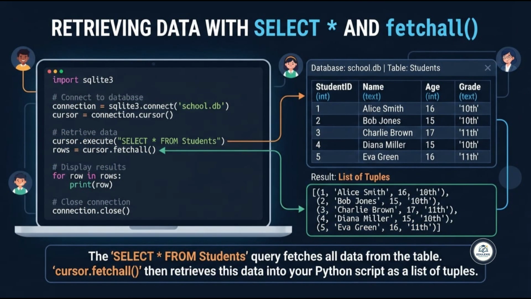How do we see what we've saved? We use the SELECT statement. cursor.execute, SELECT asterisk FROM students. This retrieves everything from our table. To actually see the data in our Python console, we call cursor.fetchall. This returns a list of tuples where each tuple represents a row from our database.